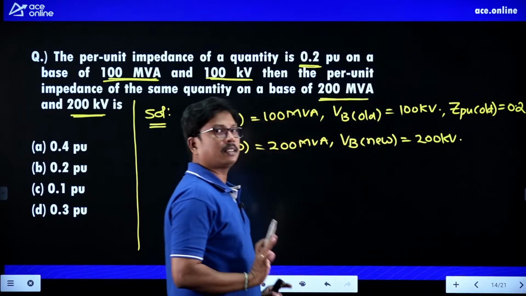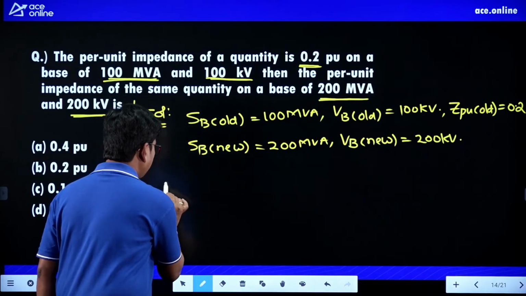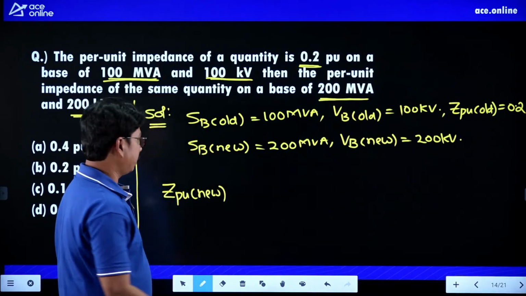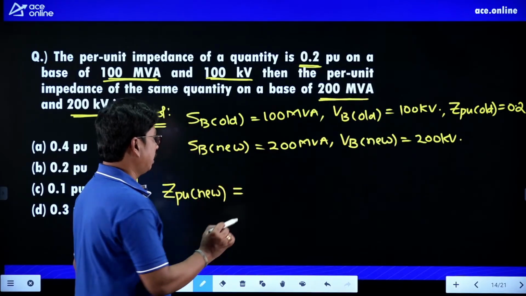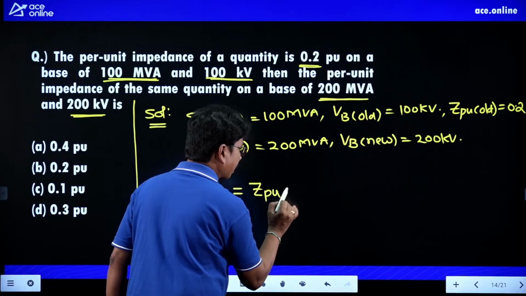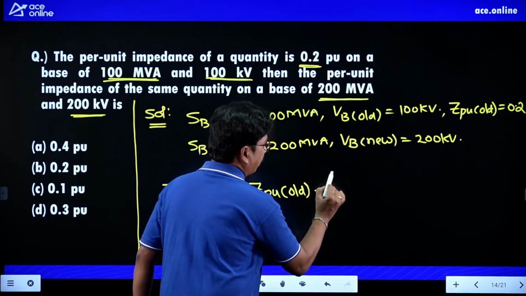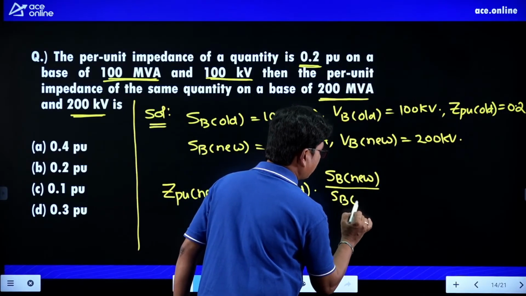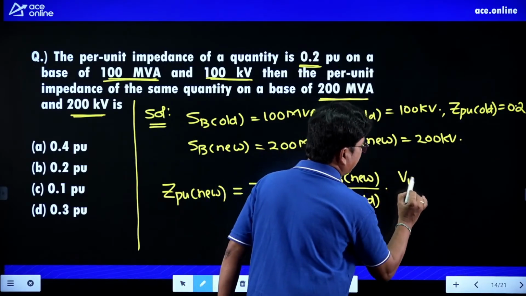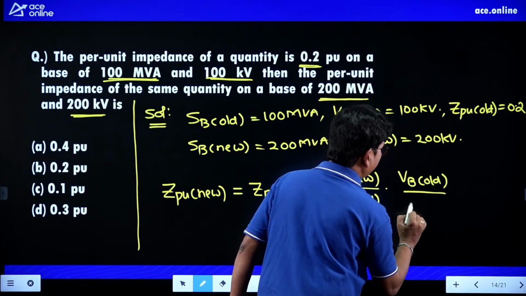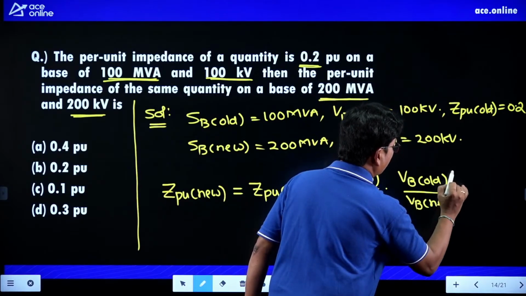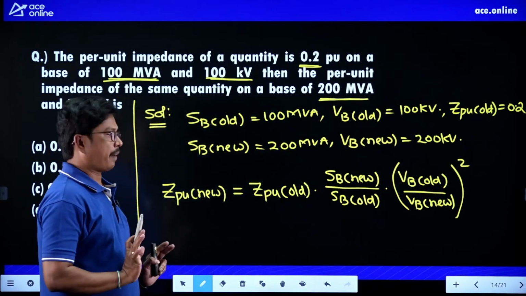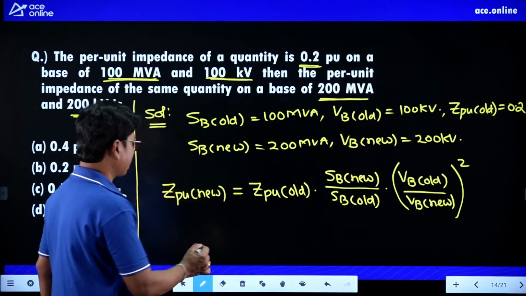And they are asking what is Z per unit new. Tell me what is the formula? Z per unit new value is equivalent to Z per unit old value into S base new value divided by S base old value, into V base old value divided by V base new value whole square. Right? So that is the formula we are having. Just substitute those values, we will get the answer, right?